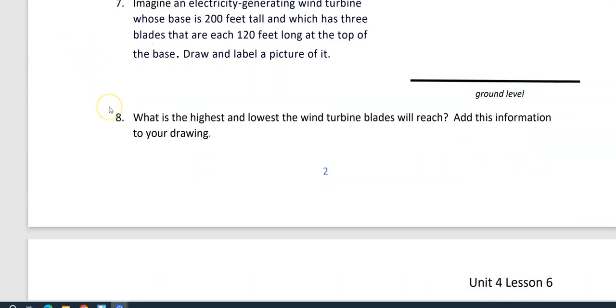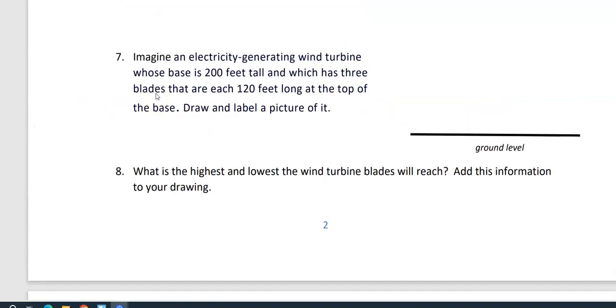So I'm going to move on to problem 7. It's asking you to draw a turbine, put in the critical measurements, and then find the highest and lowest height in terms of the blades, and add that information to the drawing as well. So go ahead and work on problems 7 and 8. Turn the video back on when you're ready to continue.